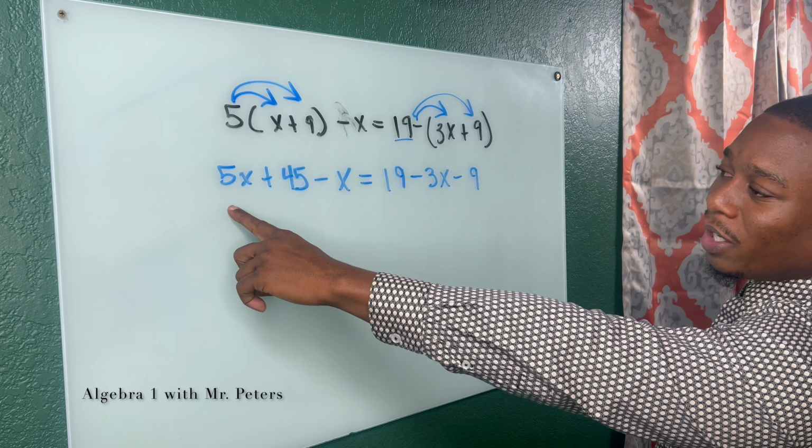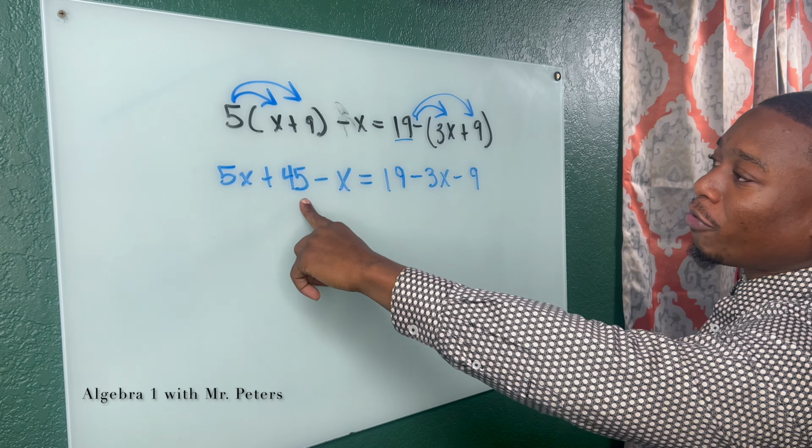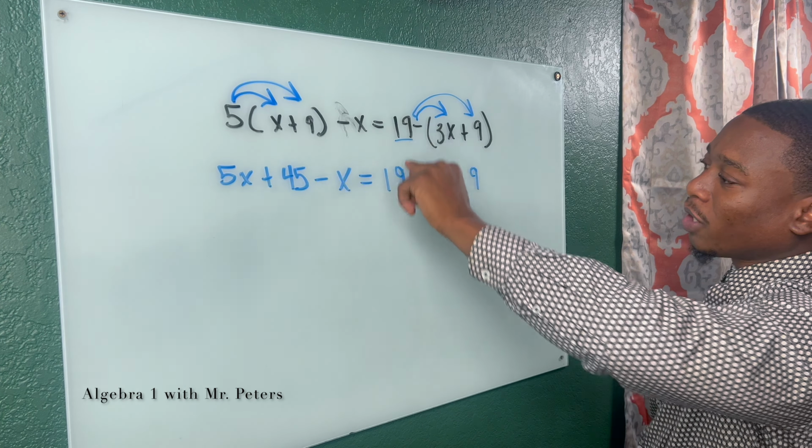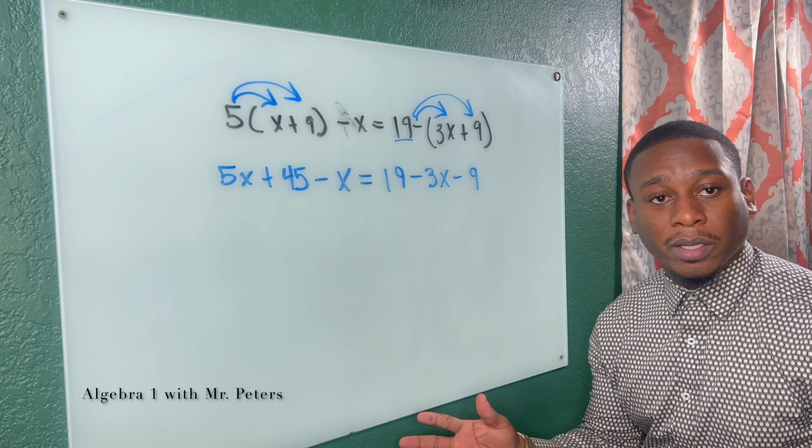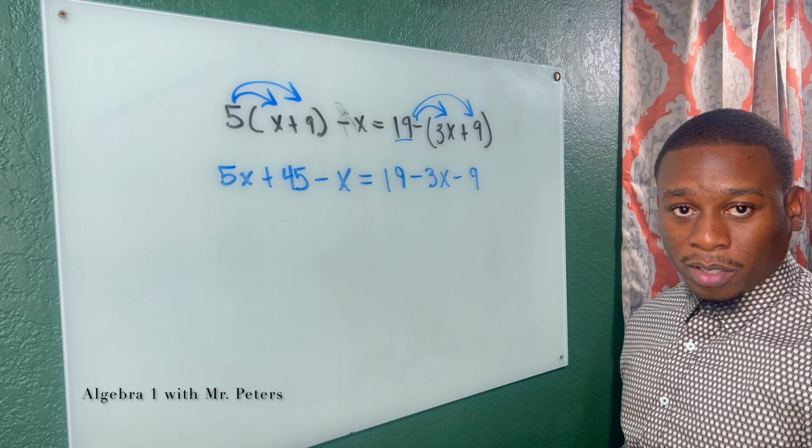All right, 5 times x, 5x. 5 times 9, 45. Stays the same, stays the same. Now this becomes negative, this becomes negative. I'm good. Now we move to the next step.